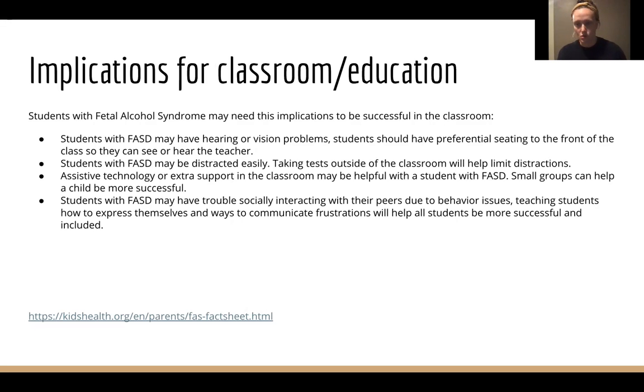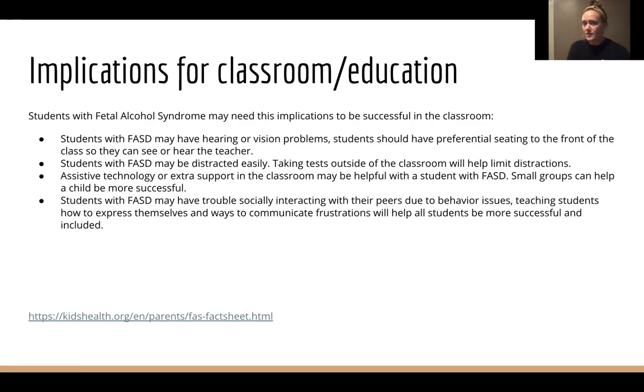The reason small groups can be more successful is that they're getting more one-on-one attention and they might be able to see or hear their peers more easily. Students with FASD may have trouble socially interacting with their peers due to behavioral issues. Teaching students how to express themselves and ways to communicate frustrations will help all students be more successful.